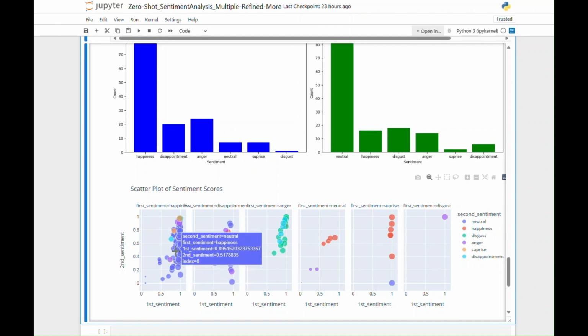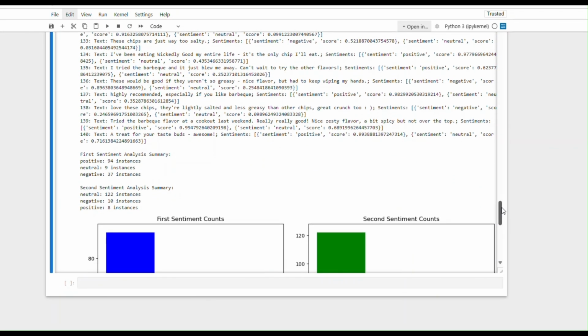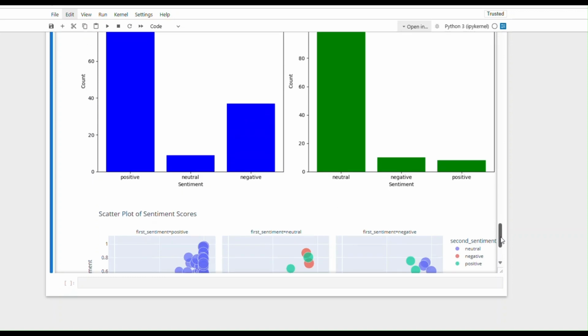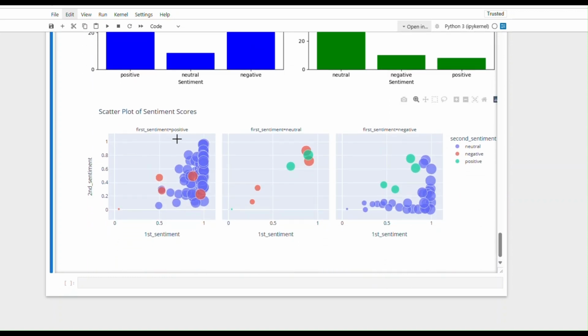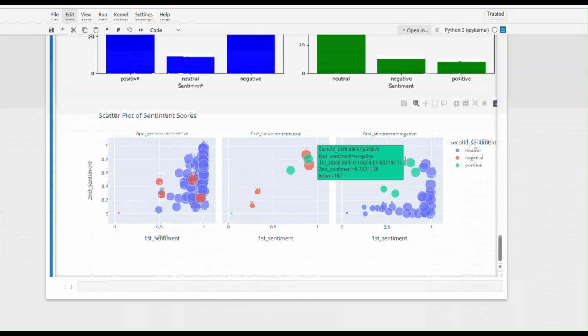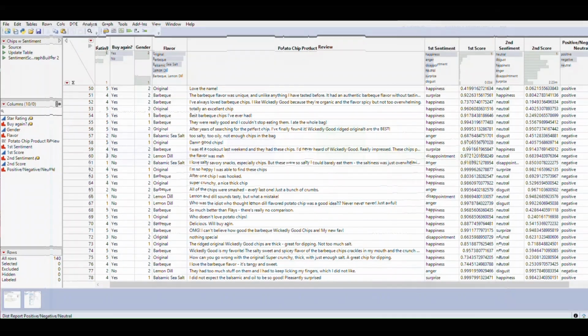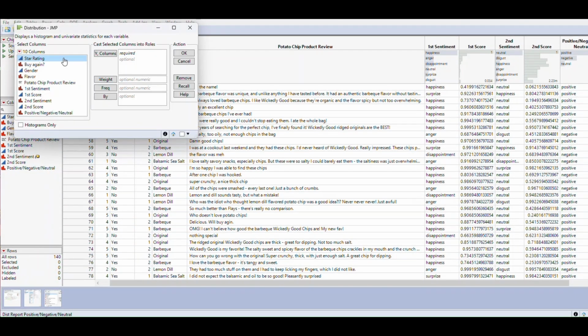So, in the first plot we can see happiness, with various second sentiments for those feedback markers. Anger, in the second plot, is mostly mixed with disgust as the second feedback sentiment. We also run the customer review through a second Python analysis to classify them for positive, neutral, and negative sentiment, with the bar charts and the scatter plots for sentiment scores positive, neutral, and negative. Then we read all of the sentiments and scores back into our tables for analysis.